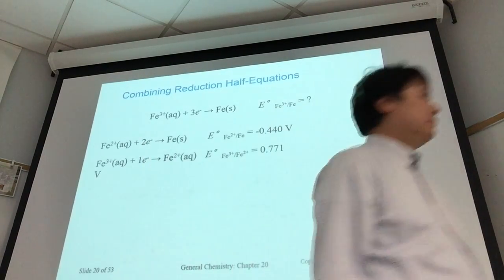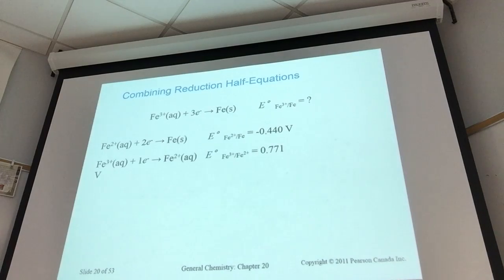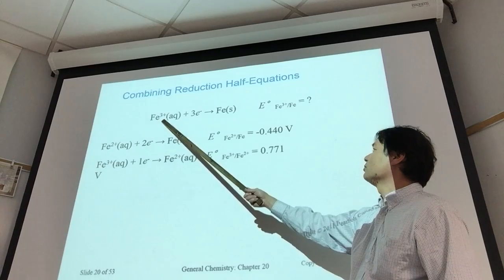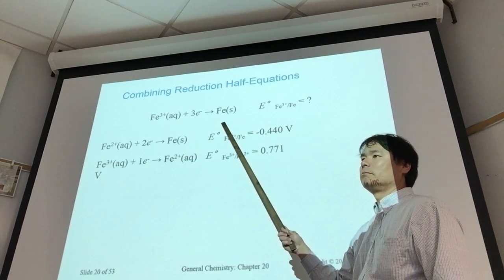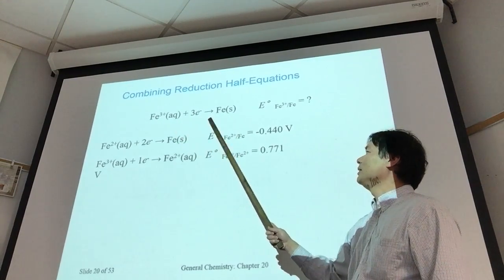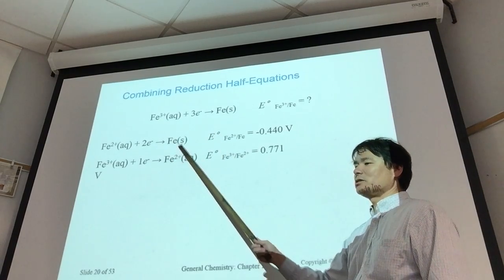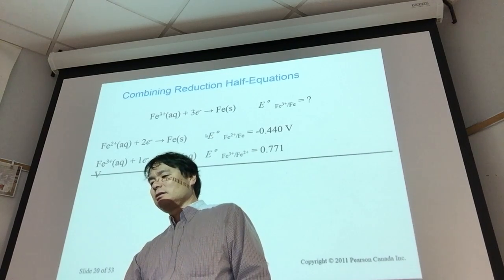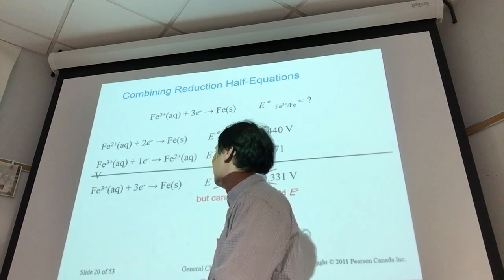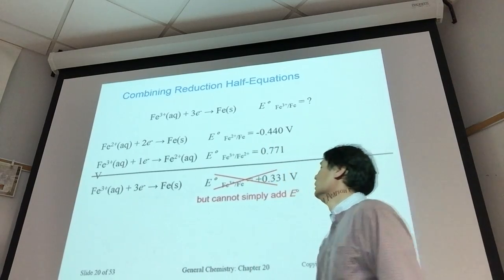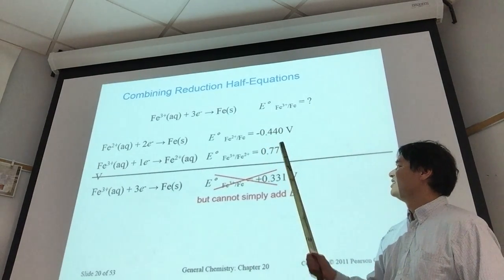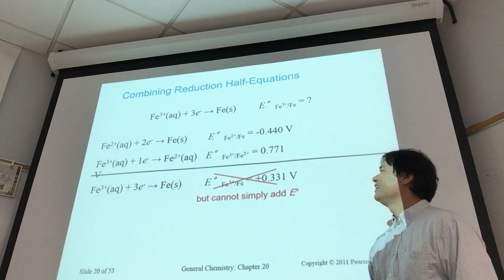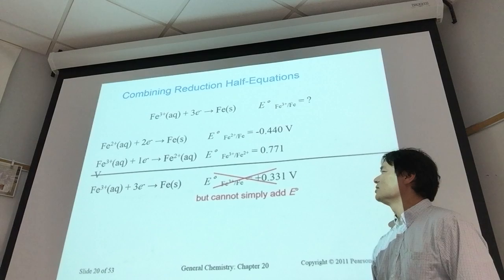Okay, now we don't want to have to measure everything. What about this? What if I had a couple like this? I want to reduce iron 3 all the way to iron metal. If I want to go iron 3 all the way to iron metal, maybe I could just add these two reactions together. Yes, that's true. I could add those two reactions together. I get the net reaction that's desired. But can I add the potentials together? No, we can't, unfortunately, add the potentials together.